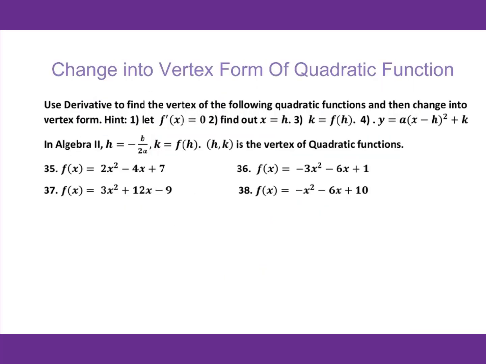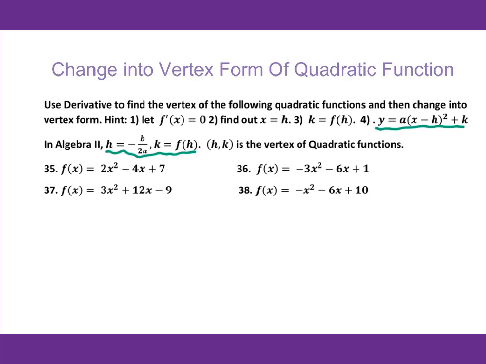Today's lesson is to change standard form into vertex form. There are many ways to do that. One way, which is in Algebra 2, is to use this formula: h equals negative b over 2a, and find k equals f of h. Then you can put them into this formula to get the vertex form.